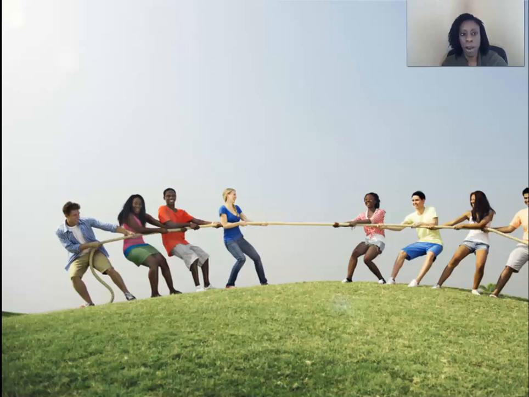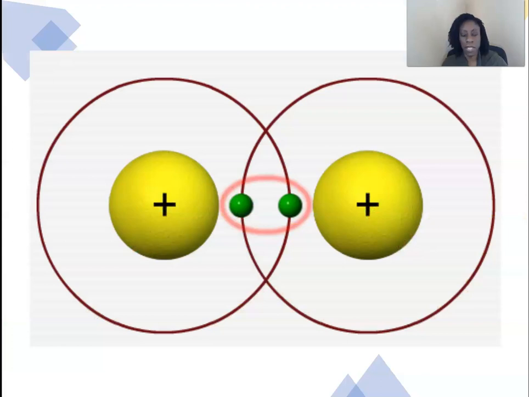Now, let's talk about why that sharing is sometimes unequal. Well, some atoms want electrons more than others. They just have a greater degree of attraction to it. And so the more an atom naturally wants an electron, the more electronegative it's going to be when it's covalently bonded to another atom. And the more electronegative it is, the more strongly it's going to pull the electrons that it's sharing in that covalent bond with another atom.